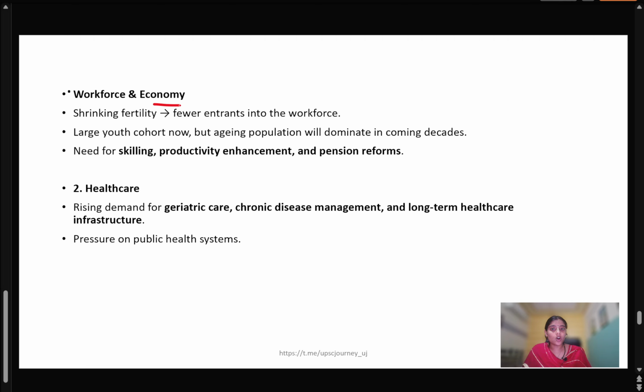Okay, workforce and economy: shrinking fertility rate means fewer entrants into the workforce. If there is a shrinkage of fertility, then there will be a smaller workforce. The youth cohort is larger for now, but the aging population will dominate in the coming decades, because with a lower birth rate, the aging population will automatically dominate the upcoming decades. There is a need for skilling, productivity enhancement, and pension reforms.